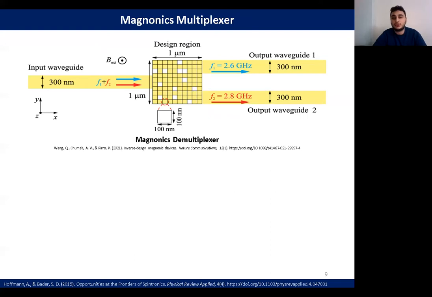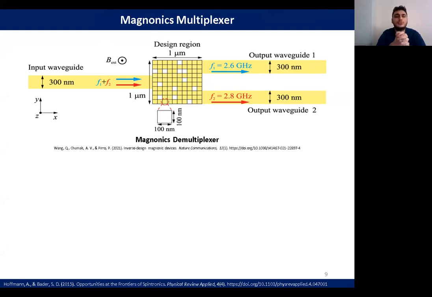Actually, this figure you can see belongs to a magnonics demultiplexer. However, these two structures are the same in principle. They are only opposite to each other. As can be seen from the figure, we can think of these structures as magnetic field control, phase correction, and frequency distributor at its most basic.